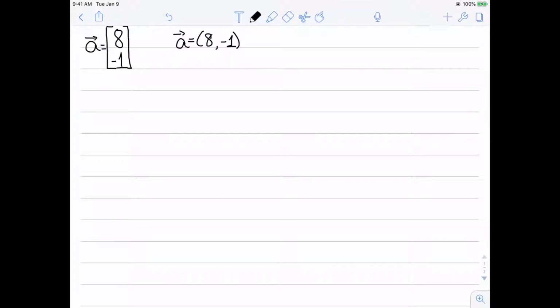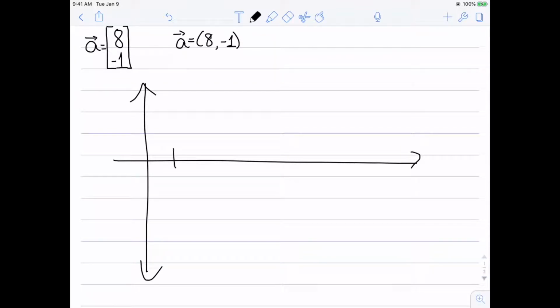And in fact, a vector can be represented graphically by an arrow that starts at the origin and ends at the point. So I need to go over 8 and down 1, and then I just draw this vector. So this means that our two-dimensional coordinate plane can correspond to vectors. Every single point in the plane will correspond to a vector, and every single vector will correspond to a point in the plane.